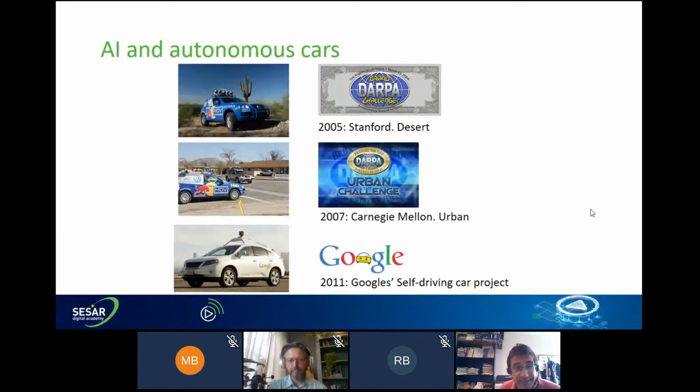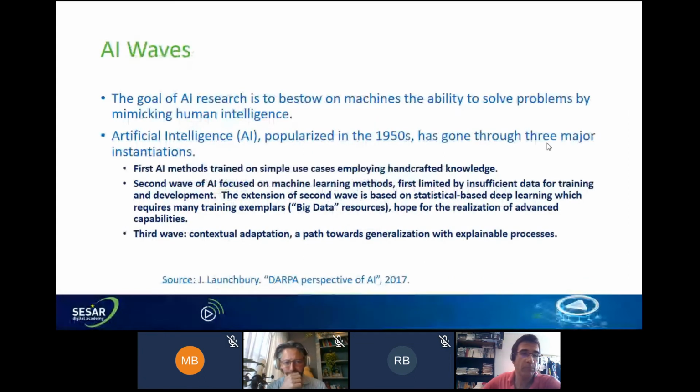So if we go to the next slide, please. If we take a look at the progress of artificial intelligence, we can identify what are called waves. In the sense that the general objective of artificial intelligence is giving machines a capability to reason, to solve problems, inspired by or mimicking human intelligence, we can distinguish different types of paradigms that have appeared over the years. So the first artificial intelligence solutions were methods using handcrafted knowledge, trying to replicate or to encode the knowledge from experts to reason with it.